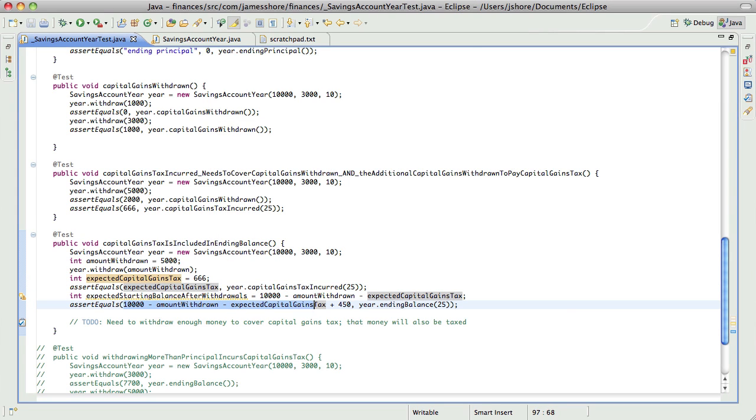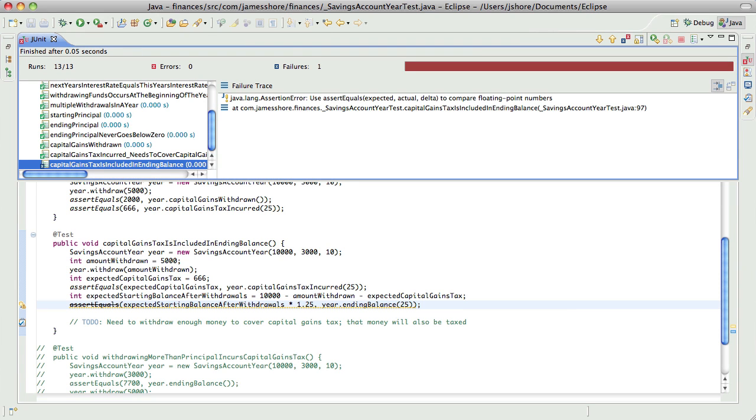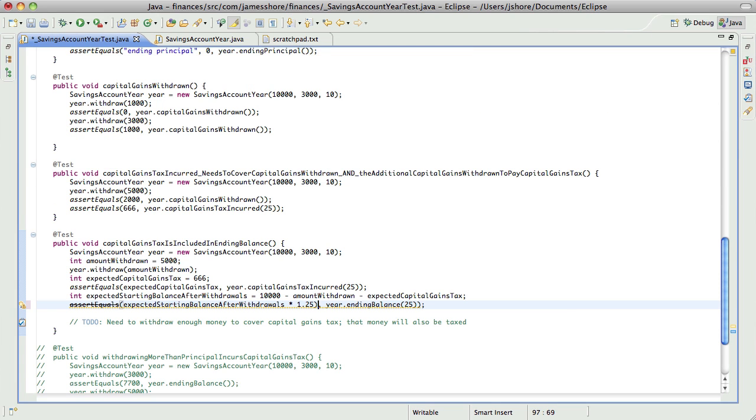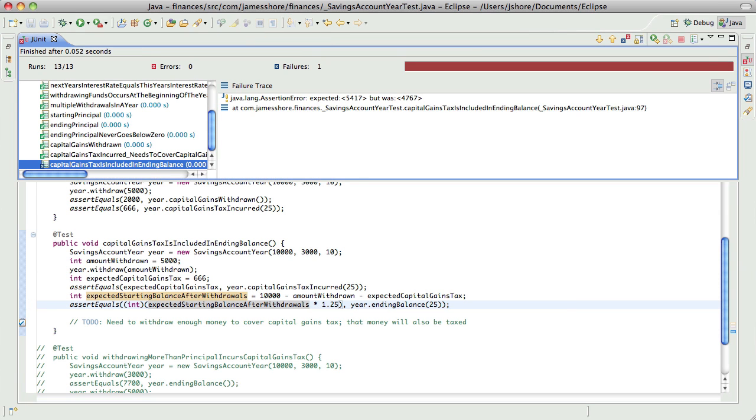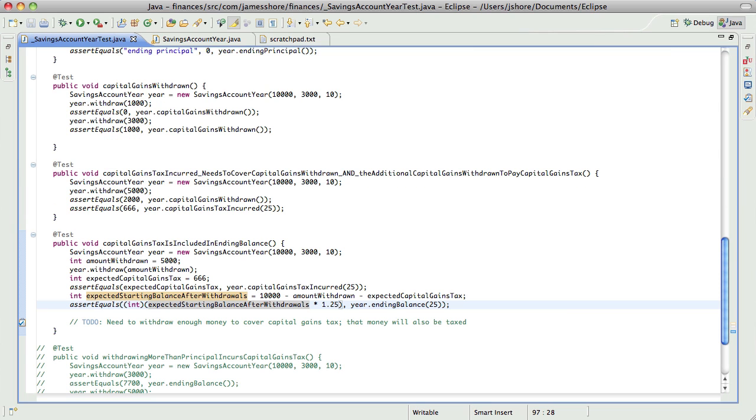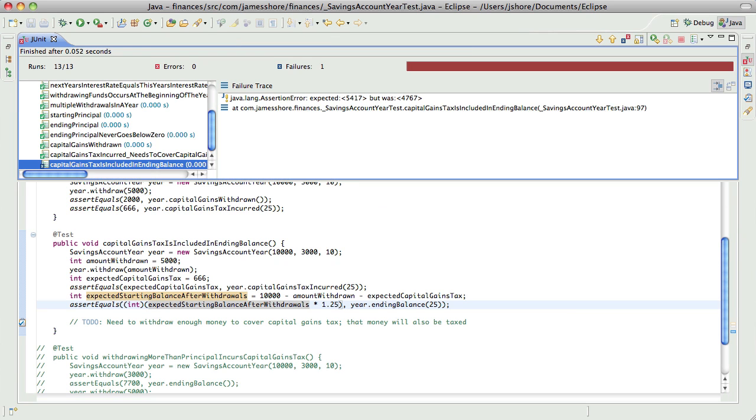And our expected result is going to be expected starting balance after withdrawals times 1.25, converted to an integer. Is that right? Oh, okay, why isn't that working? Expected 5,417, but was 4767.